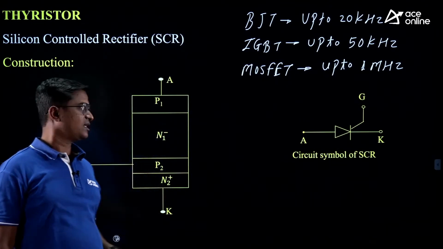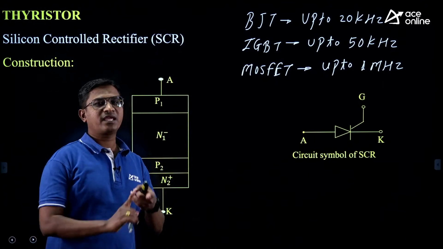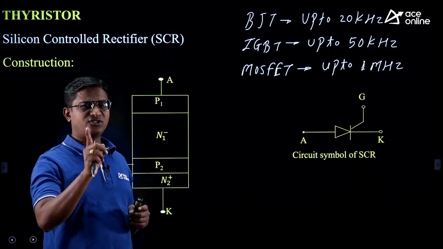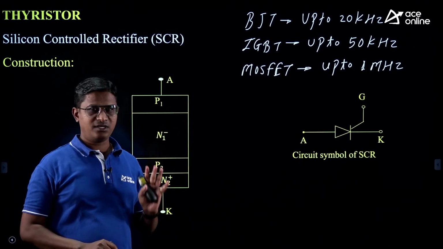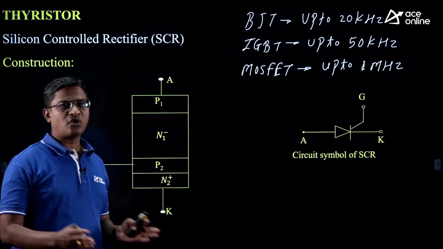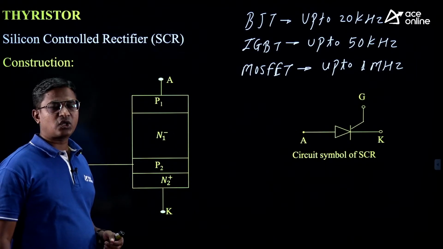Okay, so they have asked the question. So please keep in mind, if they give a switching frequency greater than 50 kilohertz, your answer should be only MOSFET. Only MOSFET. All right. Next, let us have a look at SCR, silicon controlled rectifier.